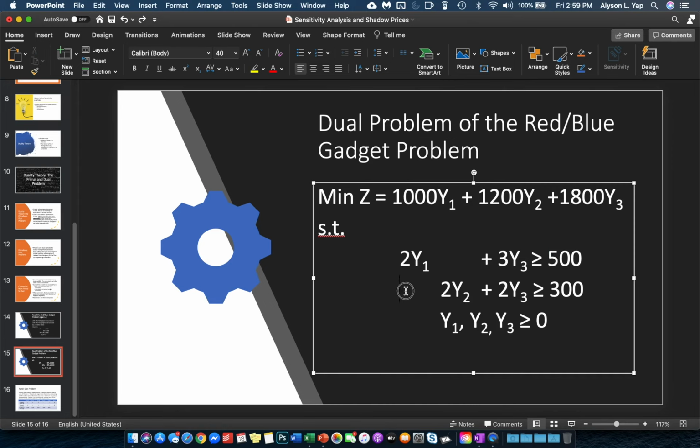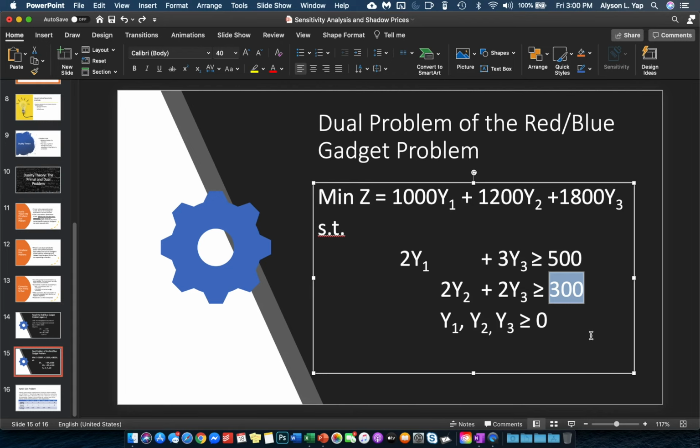And at the same time, the sum product of 0, 2, and 2 multiplied with Y1, Y2, and Y3 is the value that ABC company will get for every blue gadget that they don't produce. And of course, as a constraint, the value that ABC company will get for every blue gadget they decide not to produce will have to be at least 300 so that ABC company will be persuaded to sell the materials to me instead of building or producing the blue gadget.